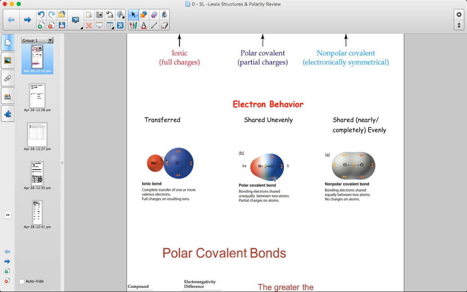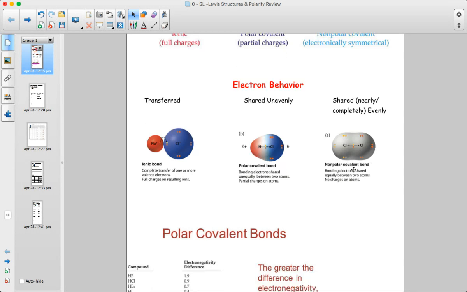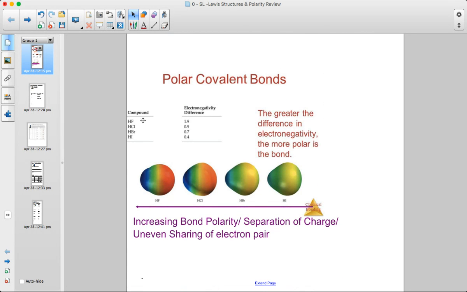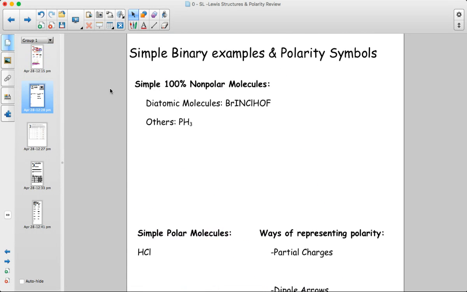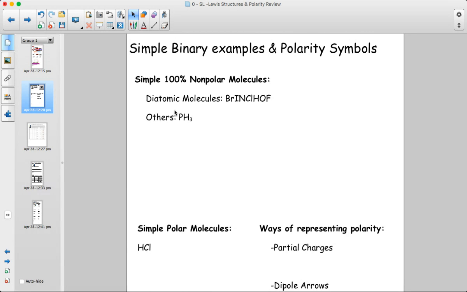the uneven sharing of polar covalent bonding with more electrons next to the chlorine atom in this HCl molecule. And then you have completely even nonpolar covalent sharing in a diatomic chlorine molecule. Just some very simple molecules to start off polarity examples.